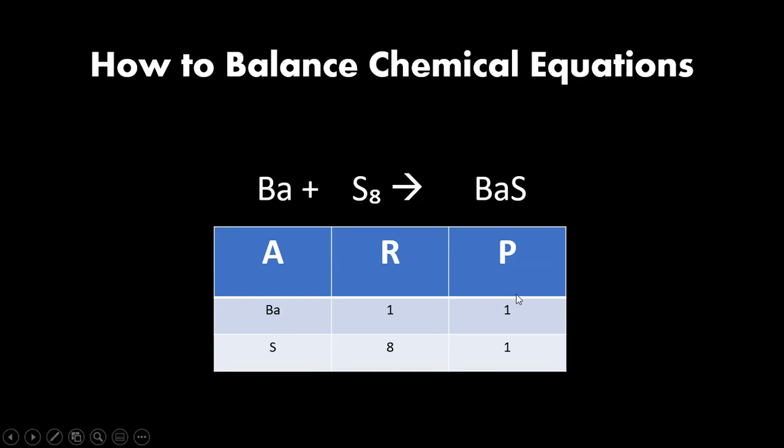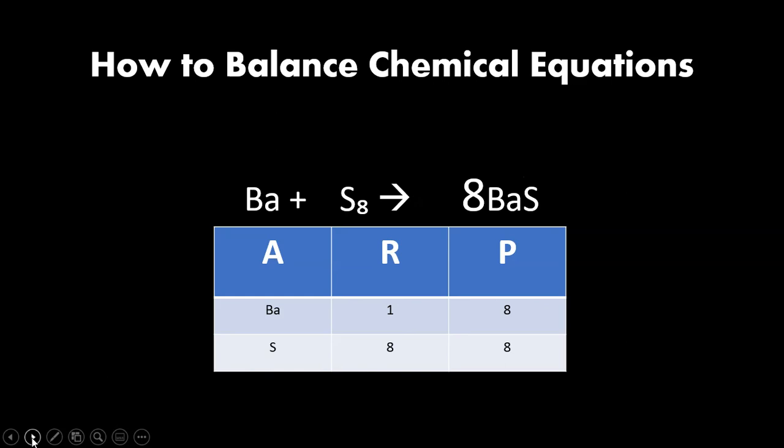So barium right now has 1 and 1. Barium is currently balanced. Sulfur is not. Sulfur has 8 and 1. Now the only way to balance out sulfur, there's only one option. That is to put an 8 in front of the barium sulfide. So now that has balanced out the sulfur, but if you notice, that unbalanced the barium.